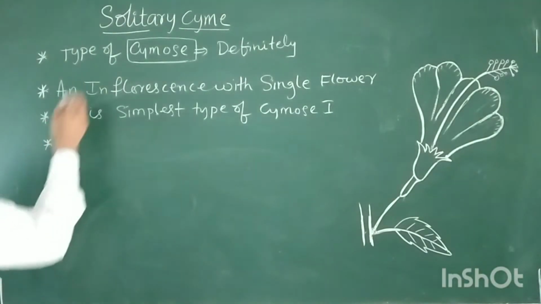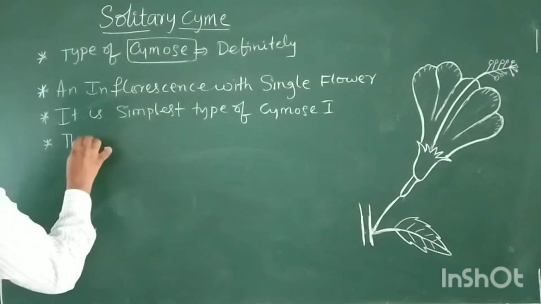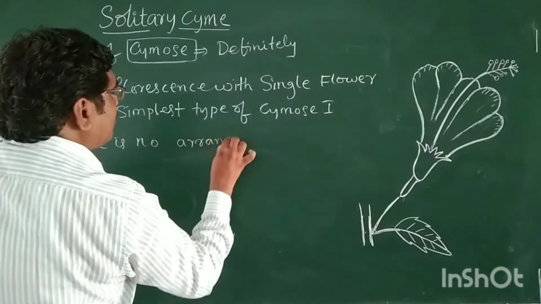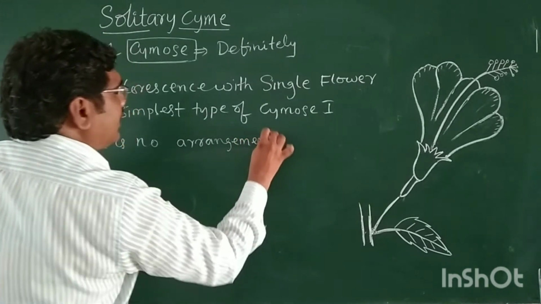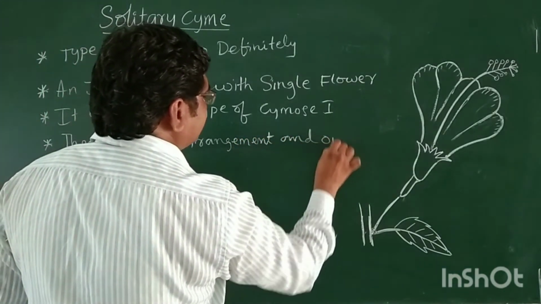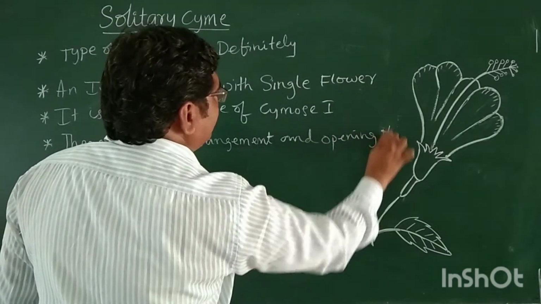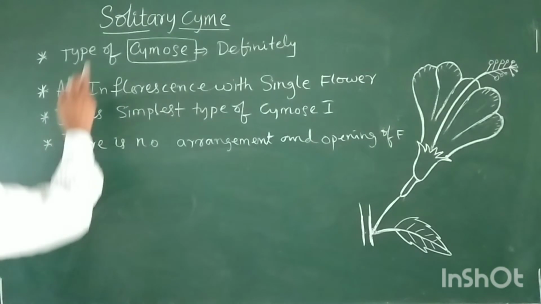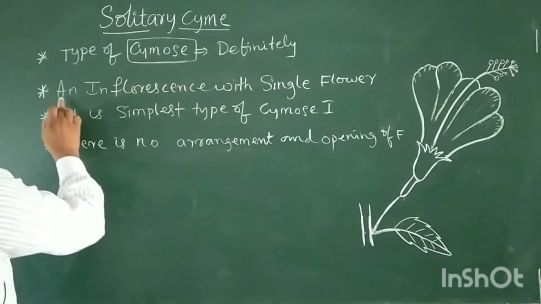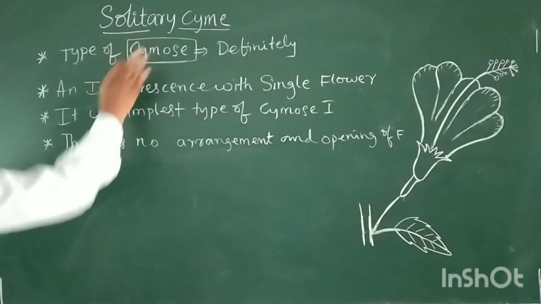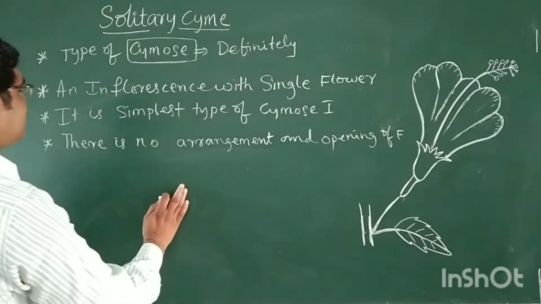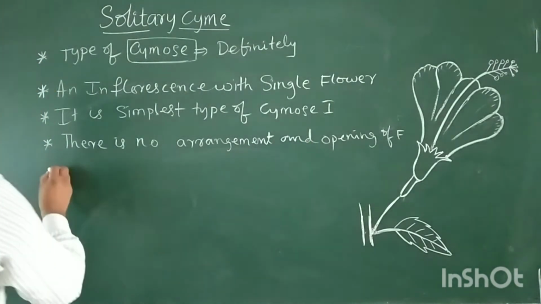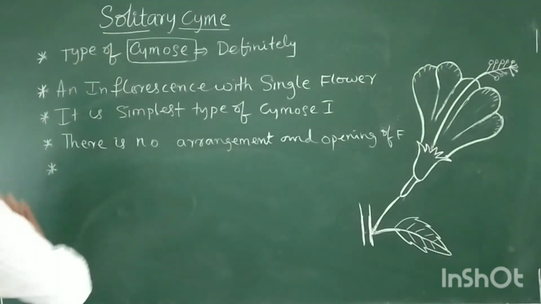Next, in this solitary inflorescence, there is no arrangement and opening of flowers. So, this is the characters of solitary cyme. It is one type of cymose inflorescence, with a single flower. It is the simplest type of cymose inflorescence. There is no arrangement and opening of flowers. So, these are the characters of solitary cyme.